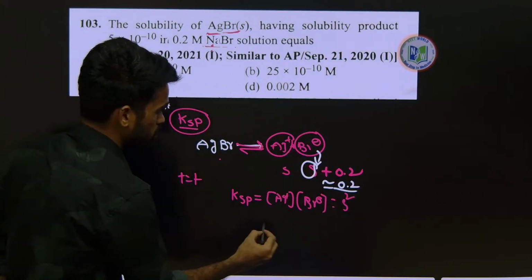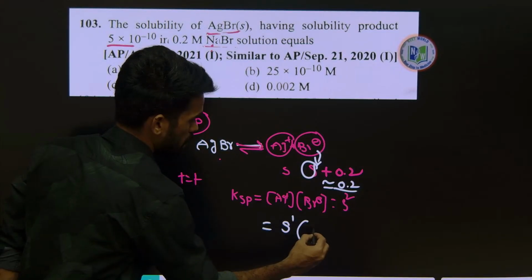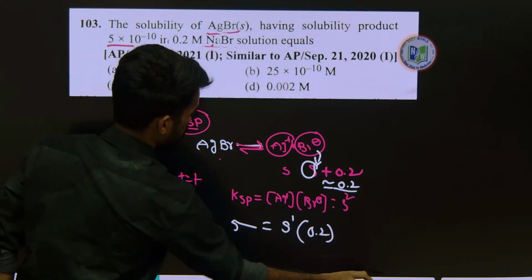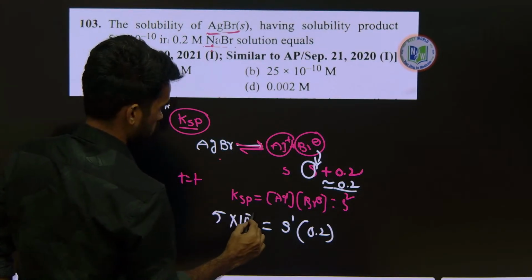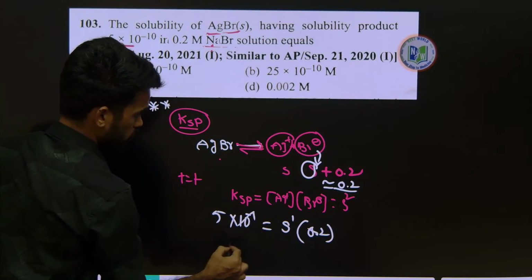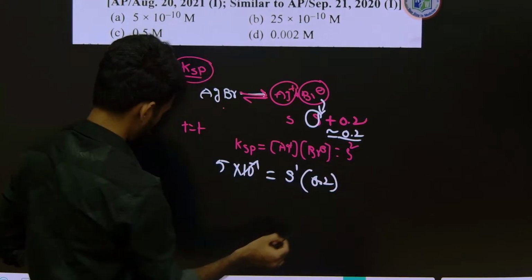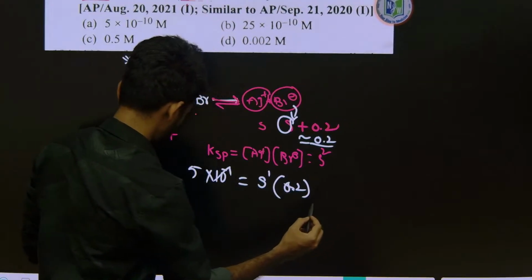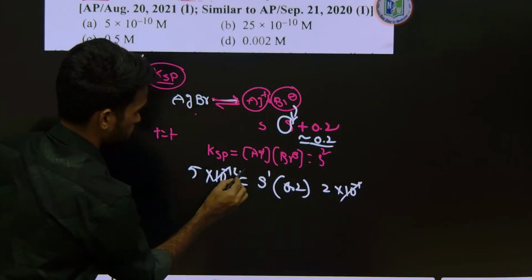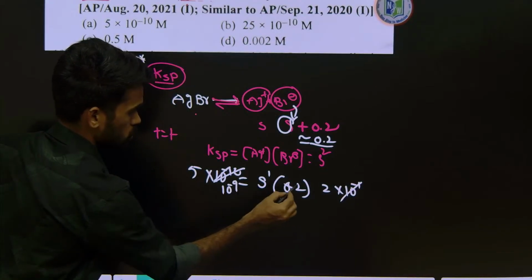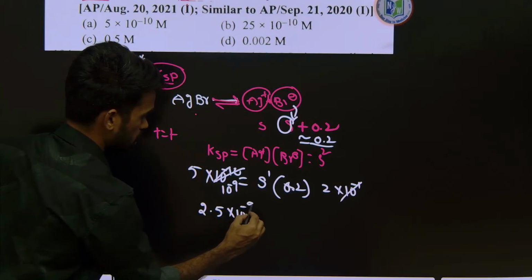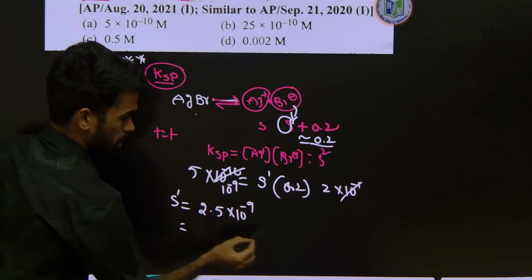Okay, therefore Ksp becomes what? This is S dash and this is 0.2. And what is the value given here? 5 into 10 power minus 10, that's it. So you can write 5 into 10 power minus 10 equals S dash into 2 into 10 power minus 1. So minus 10 minus minus 1 becomes 10 power minus 9. 5 by 2 means 2.5 into 10 power minus 9 is the solubility, I can say, in presence of common ion.